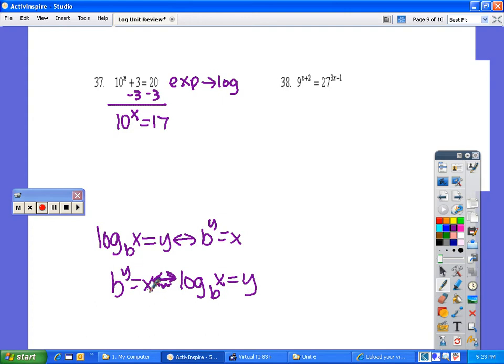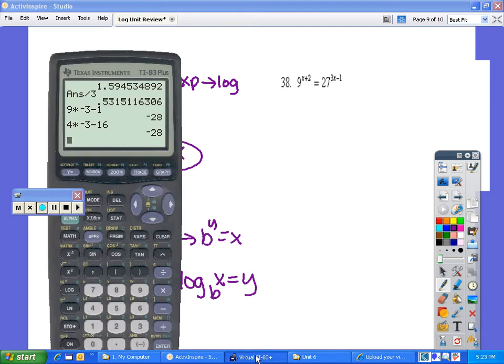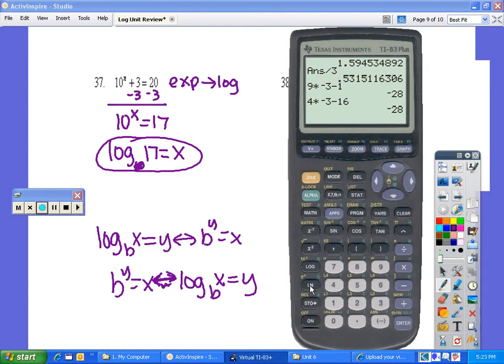So you have 10 to the x equals 17. So you write log base 10. 17 now goes next to the base, and x goes on the end. So we're done. But you know your calculator does recognize base 10, but you don't have to put it in. So you would just put in log 17. That's it. And you get 1.230.